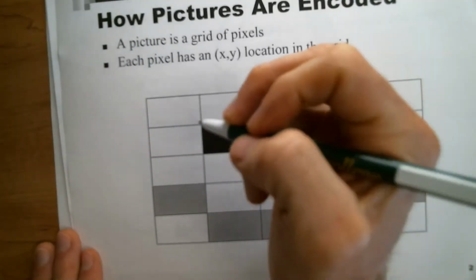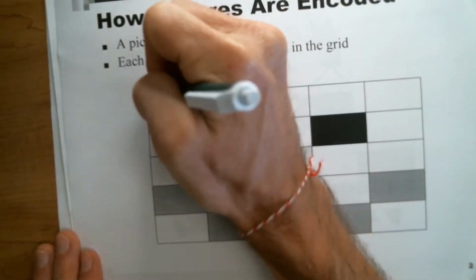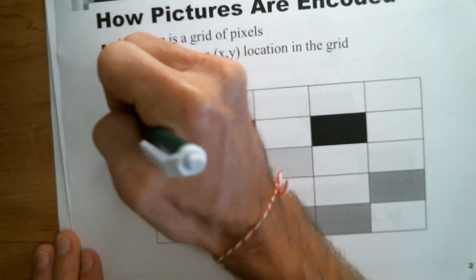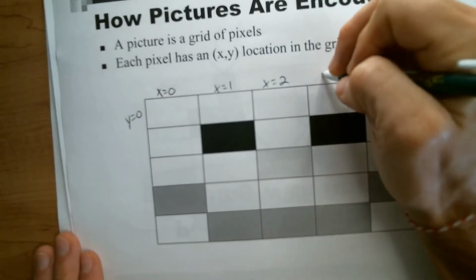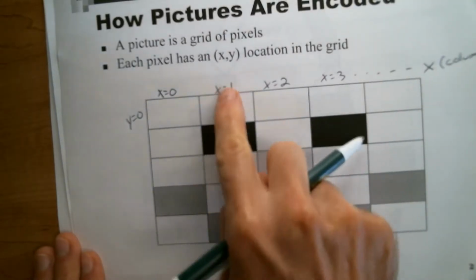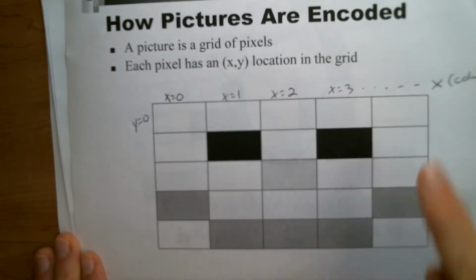So each pixel has an XY location in that grid. All right. Now, the first pixel in your picture is going to be at X equals 0, Y equals 0. All right. And then as you go to the right, X is going to get bigger, and so on and so forth for however large your picture is. All right, so these are always going to be your X, and they represent the columns. All right, so this would be column 0, column 1, column 2, column 3, and so on and so forth.